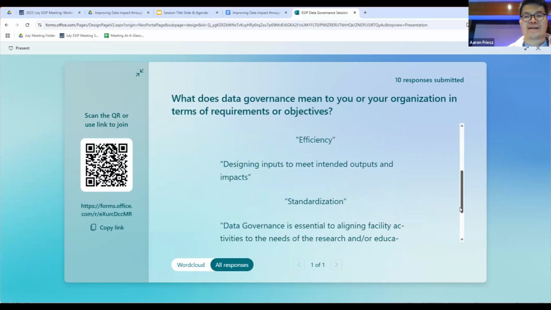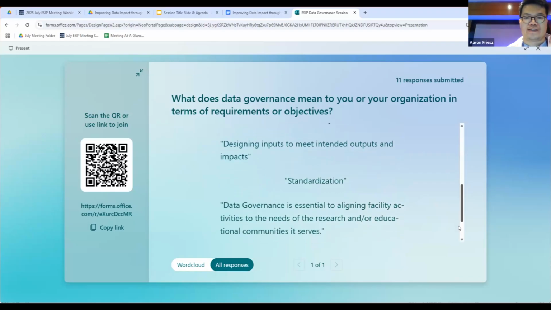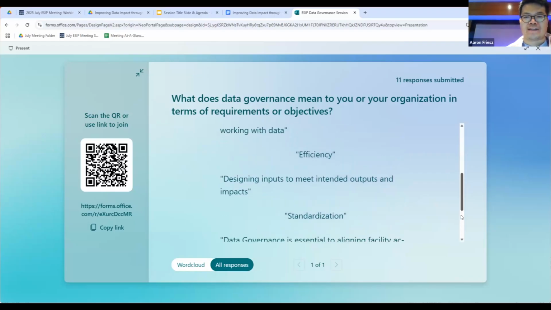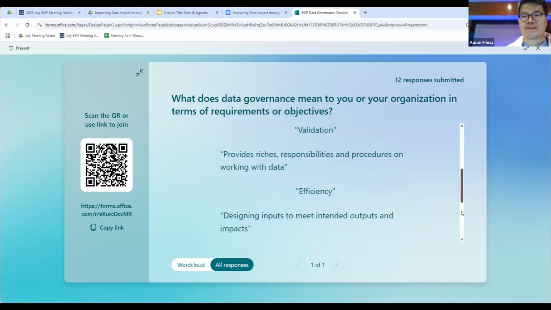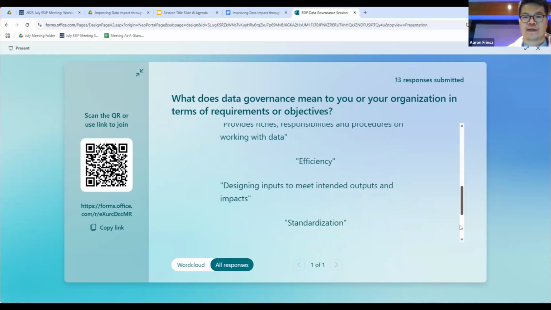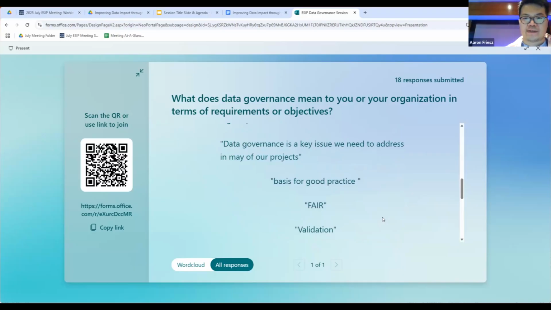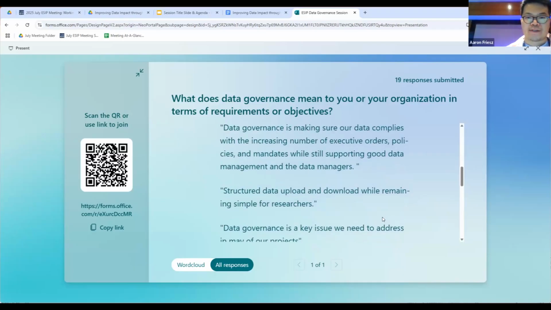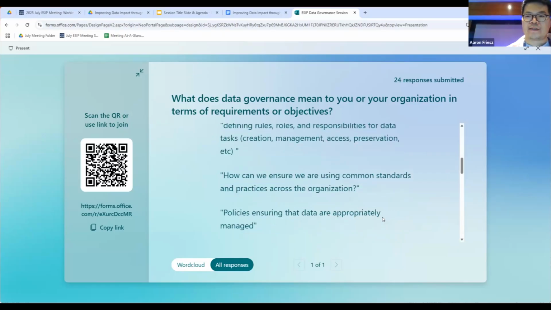Designing inputs to meet identified outputs and impacts. Efficiency, that's a word that is loaded these days. Provide a rich responsibility and procedures on working with data, validation, FAIR, basis for good practices, making sure that data complies with an increasing number of EOs, policies, and mandates.